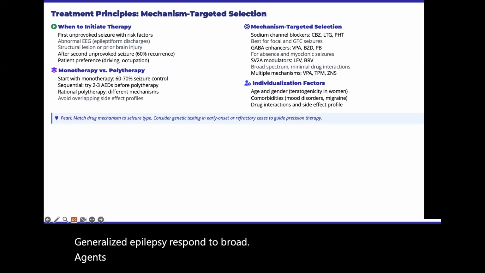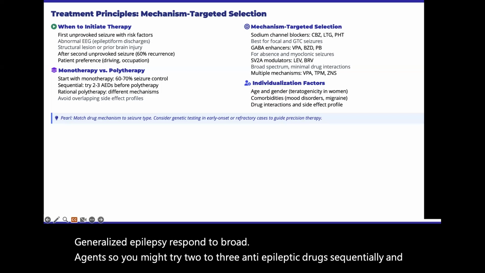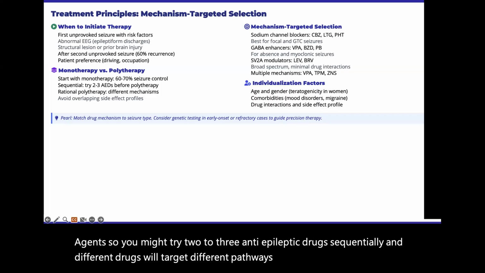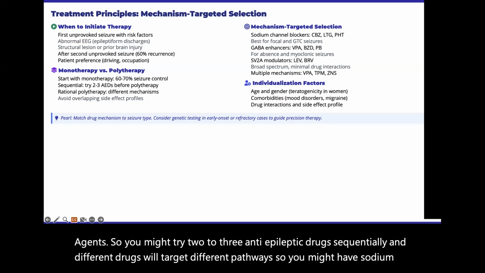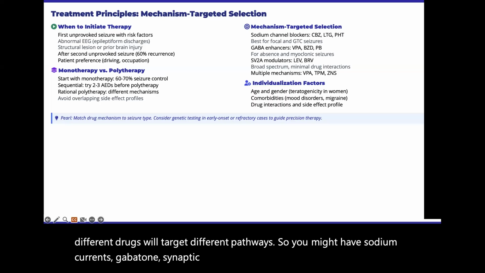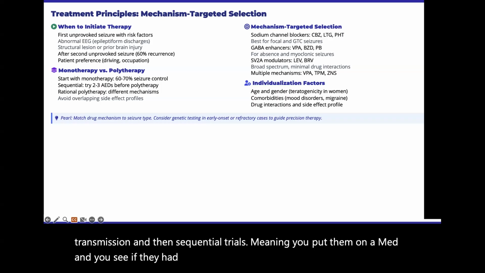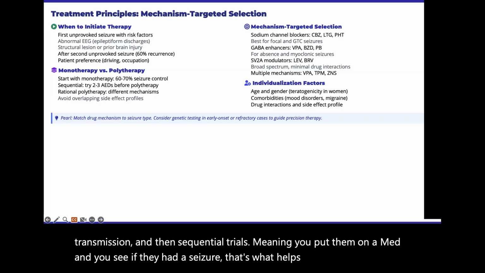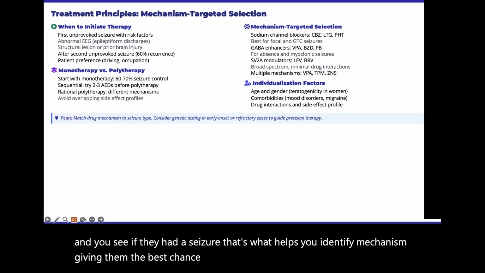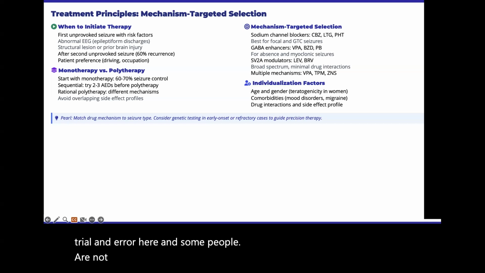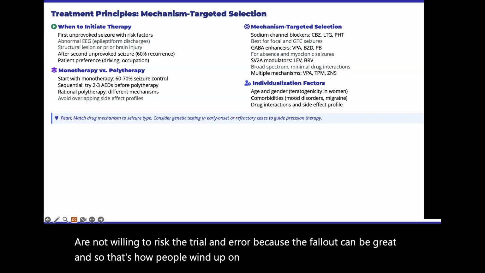So you might try 2 to 3 anti-epileptic drugs sequentially, and different drugs will target different pathways. You might have sodium currents, GABA tone, synaptic vesicle release, calcium channels, glutamate transmission, and then sequential trials, meaning you put them on a med and you see if they had a seizure. That's what helps you identify mechanism, giving them the best chance of seizure control. There is an element of trial and error here, and some people are not willing to risk the trial and error because the fallout can be great. And so that's how people wind up on these bigger guns that suppress across the board.